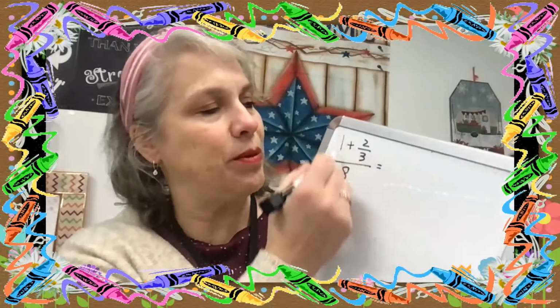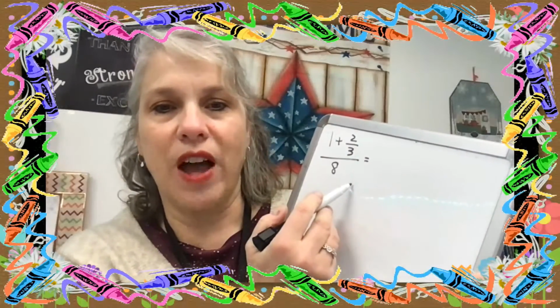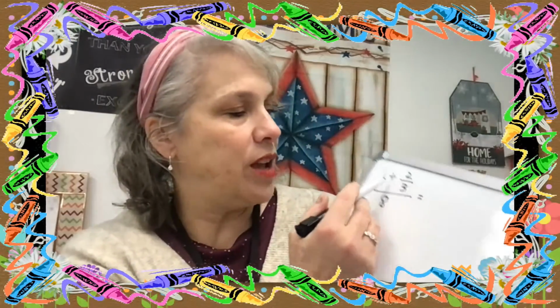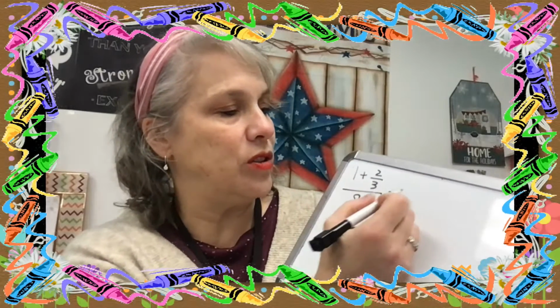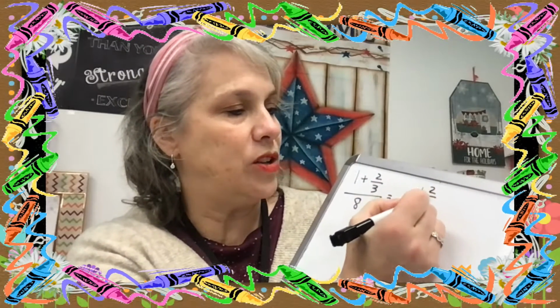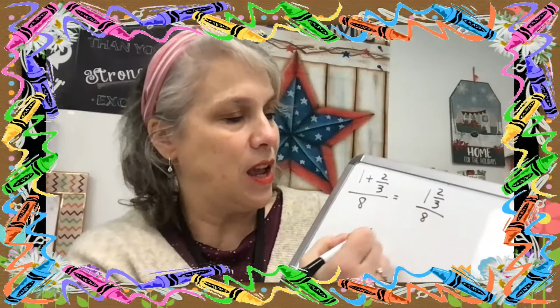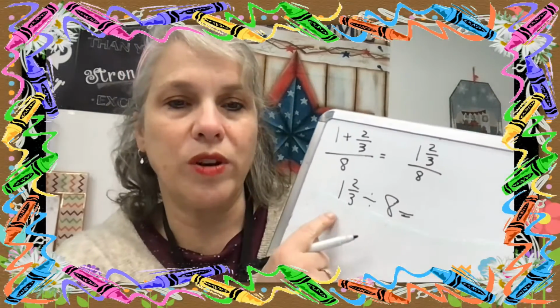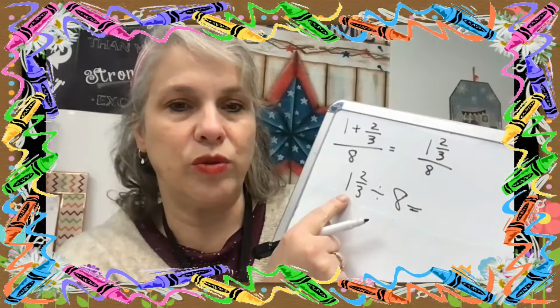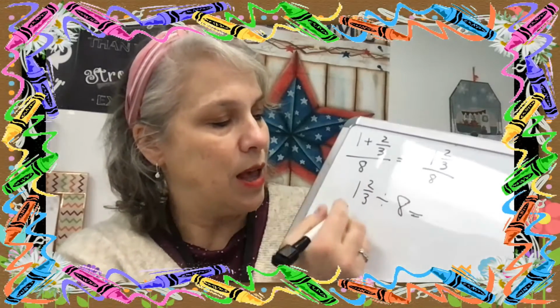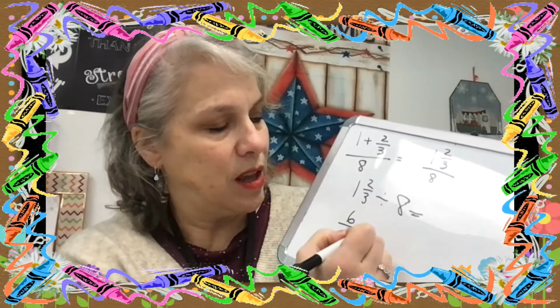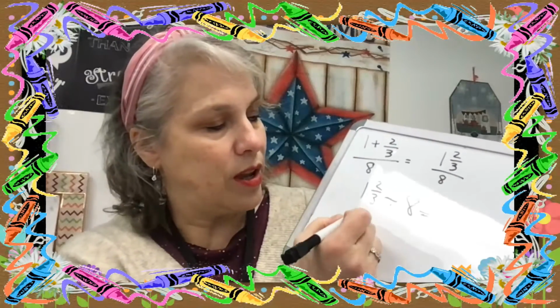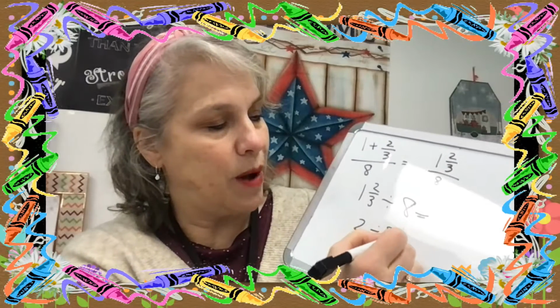So what you're going to do is you just simplify the top, and that's divided by whatever's on the bottom. Okay, so 1 plus 2/3 is simply 1 and 2/3 divided by 8. So I'm going to write it 1 and 2/3 divided by 8 like that. Then when I multiply or divide, I need to change this to an improper fraction. So 3 times 1 is 3 plus 2 is 5. Okay, and 6 over 3 reduces to 2. So I can say 2 divided by 8.